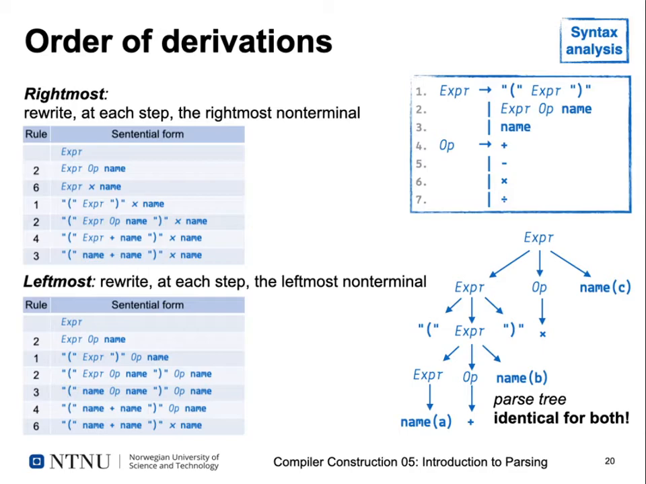Now, what's interesting is, no matter which way you choose to walk through your grammar, so if you do the rightmost derivation first or the leftmost one, your parse tree is identical for both, because that's obviously what you want. You want a unique parse tree no matter which way you apply your grammar rules, because that is, except for the starting rule, not set in stone. So you can choose the order, whichever order you like.